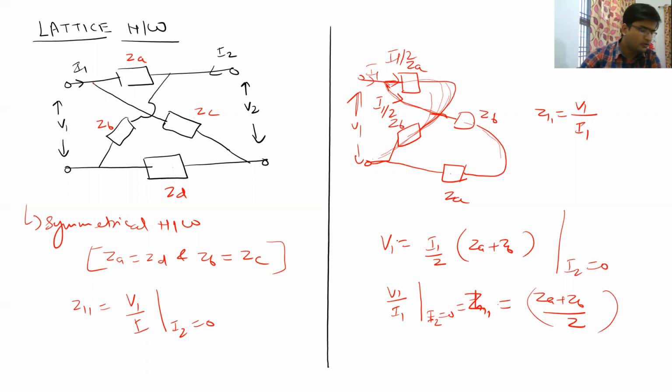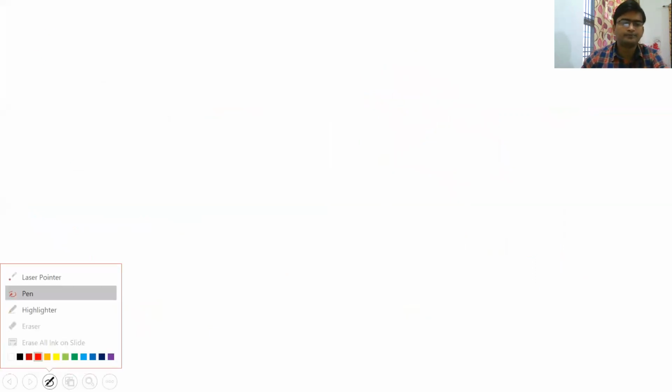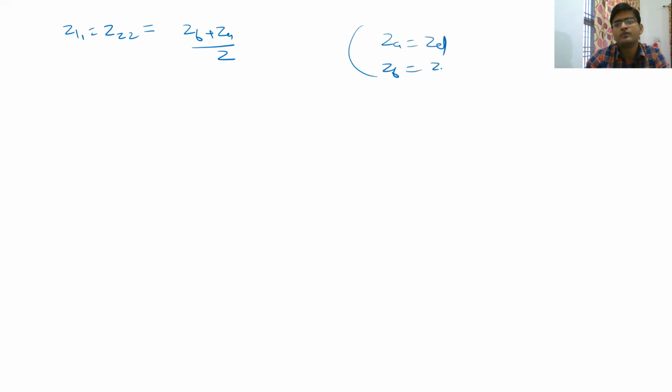So I'm just going to write all these values, and you can later verify them using the definition of these Z parameters. So for this particular lattice network, which is symmetrical in nature, we will have Z11 equal to Z22 equal to ZB plus ZA divided by 2. And remember, ZA is equal to ZD and ZB is equal to ZC.